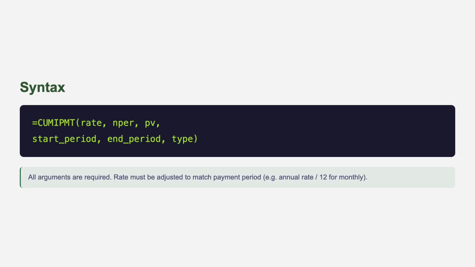All 6 arguments are required. Remember that the rate must be adjusted to match the payment period. For example, divide an annual rate by 12 for monthly payments.